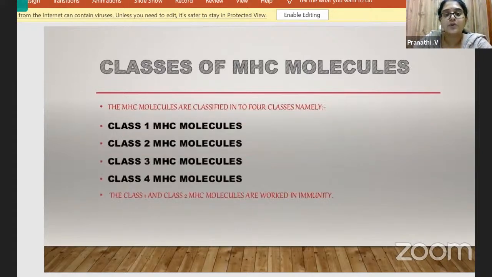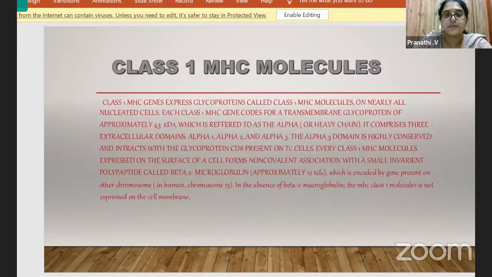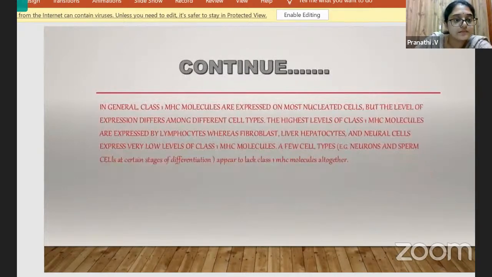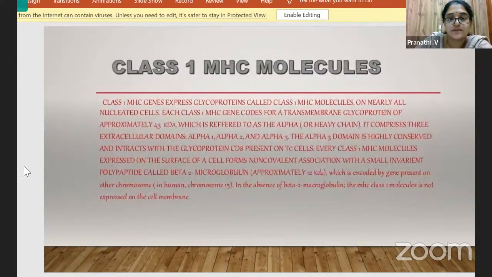So again, classes 1 to 4 are there. Class 1 and 2 work in immunity. Class 1 MHC molecules express glycoproteins on nearly all the nucleated cells, and each class 1 molecule encodes a transmembrane glycoprotein of approximately 43 kilodaltons, referred to as the alpha or the heavy chain, comprising 3 extracellular domains. I'll show you the picture if possible. The picture is going to come in a minute. Let us just finish this first.